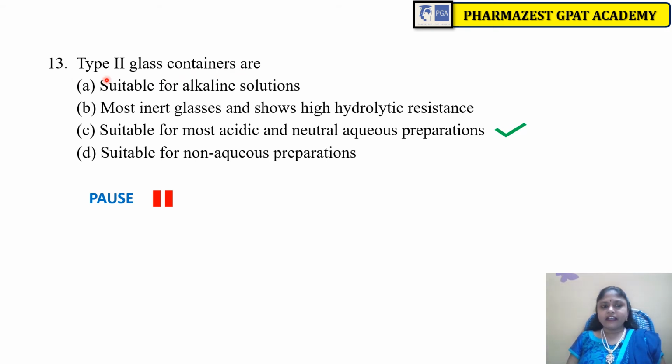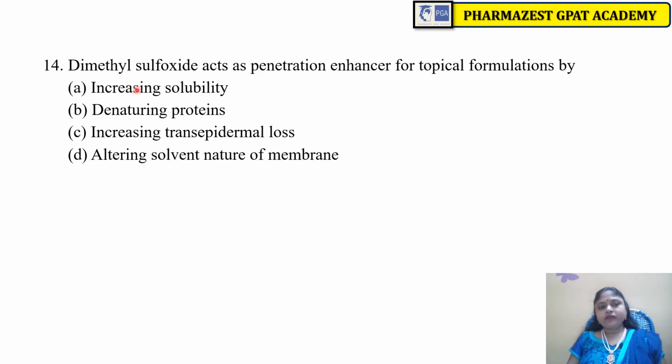So we have different types of classifications for glass containers which are prescribed for packaging different types of dosage forms. So this we have to remember. In this, type 2 glass containers are suitable for most acidic and neutral aqueous preparations. Now coming to the next question.